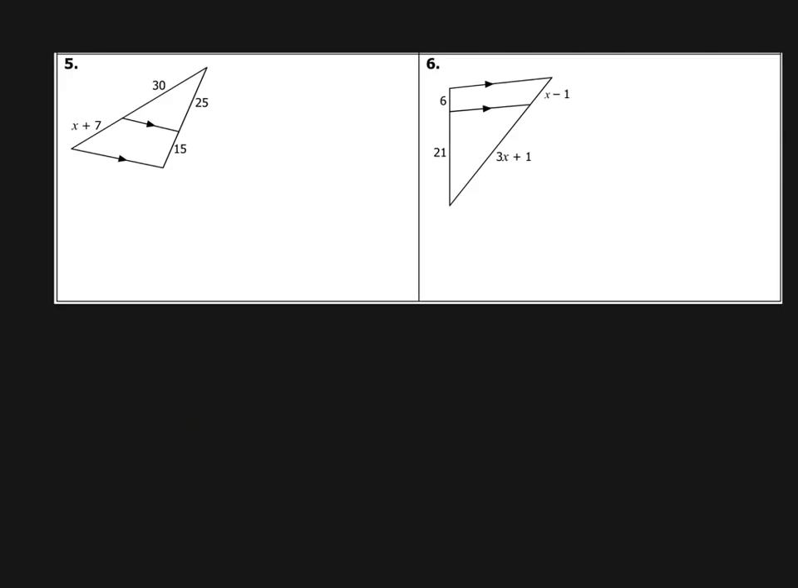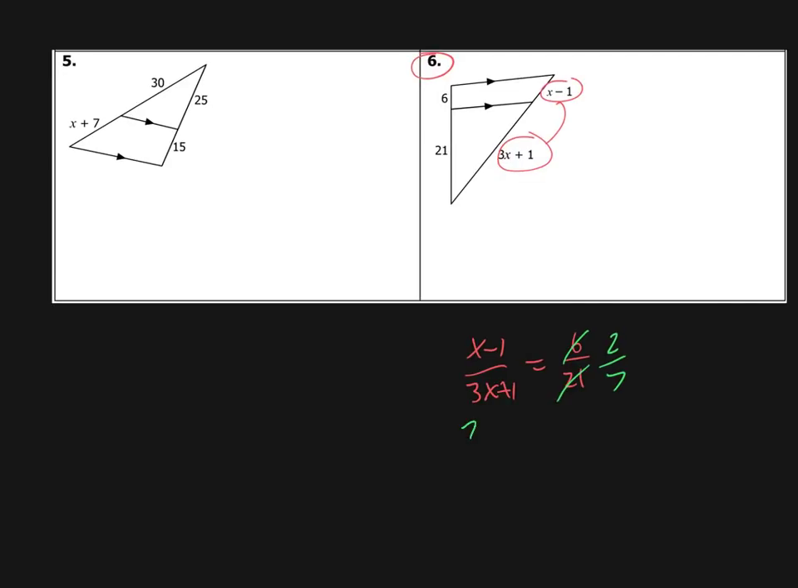As we move along, no big deal. I'll work on number 6 for you since it has a little bit more algebra. So we're going to take the x minus 1 and write that in proportion to, or as a ratio with, 3x plus 1. So x minus 1 over 3x plus 1 is in proportion to 6 over 21. Now, if you want to keep things a little simplified here, 3 goes into both of these. 3 goes into 6 twice and into 21 7 times. So I'll get 7 times x minus 1 equals 2 times 3x plus 1. I'll distribute. I'll get 7x minus 7 equals 6x plus 2.